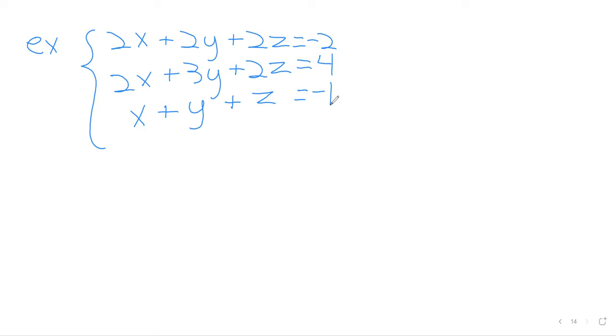And I mean, aside from the fact that I wrote this example on the board in this class period, there's nothing about this system that screams out, this is going to have infinitely many solutions. But if we just view this as a system that we're trying to solve, we'll perform Gauss-Jordan elimination, and we'll see what happens.